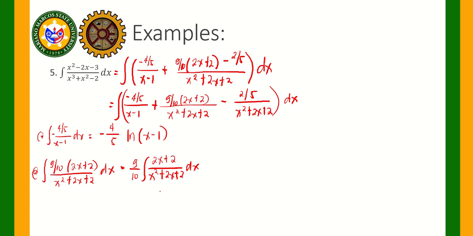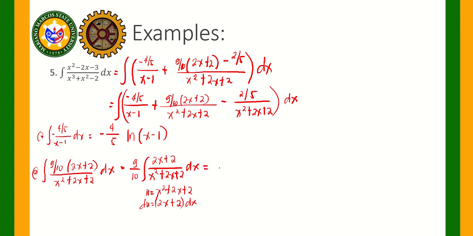So, mag-let u tayo. Let u be equal to x squared plus 2x plus 2. Your du will now be equal to 2x plus 2 dx. So, 1 over 2x plus 2 du is equal to dx. Or, since meron tayong 2x plus 2 dx dito, pwede na lang natin siyang substitutan ng du. So, we don't need this anymore.